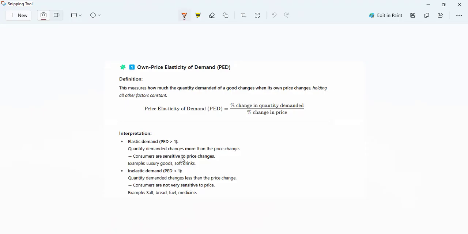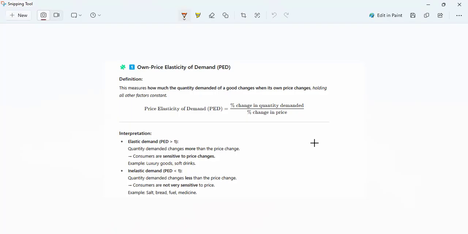So if you're given a multilinear equation, you needed to understand that the elasticity of demand can either fall in any of these categories. Then we went to explaining the determinants of price elasticity of demand, what affects elasticity of demand.